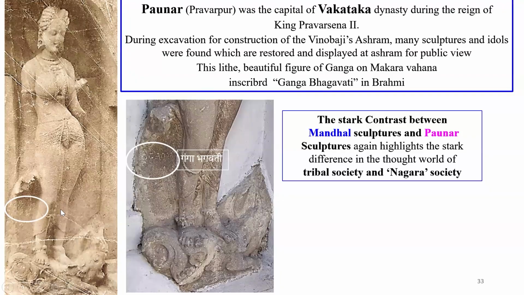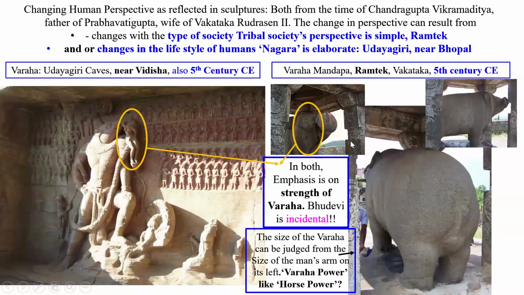She reminds me of sculptures by Modigliani, but she is very beautifully done. And what is more important, there is a Brahmi inscription which identifies her as Ganga Bhagavati. And this is the Makara Vahana. That means iconography has started already. And this is the stark contrast between the two, Nagara society and tribal society. And this is again another very vivid example.